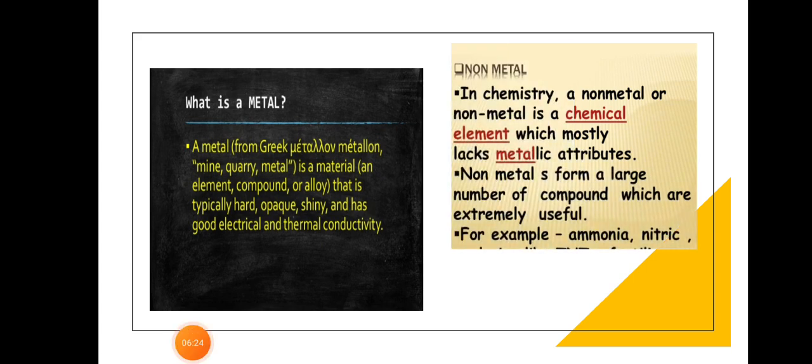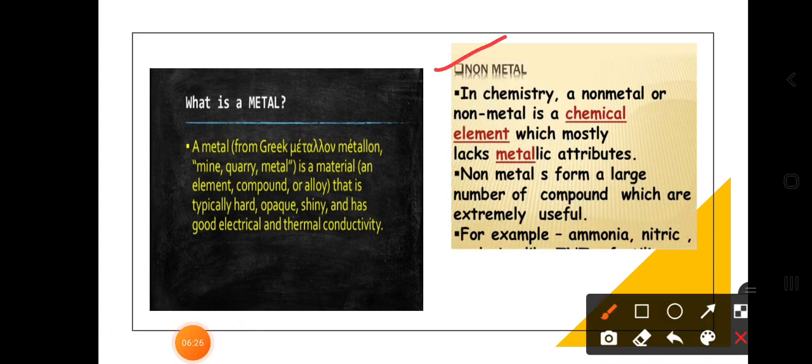Then what do we mean by non-metals? Dear students, I am just giving you the introductory part of metals and non-metals. Don't get confused. In chemistry, a non-metal is a chemical element which mostly lacks metallic attributes. It means it is quite the opposite of metal properties. Metals are lustrous in nature, opaque, shining, and very hard.